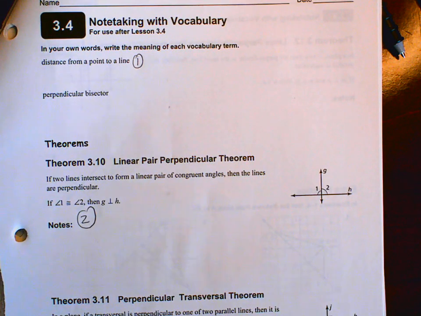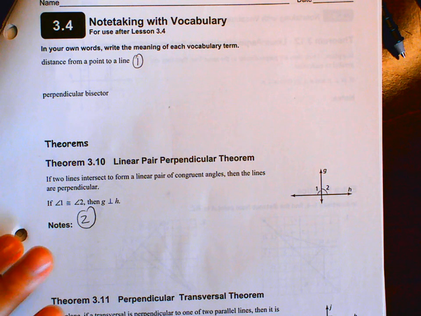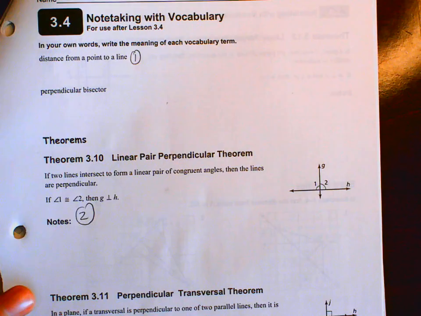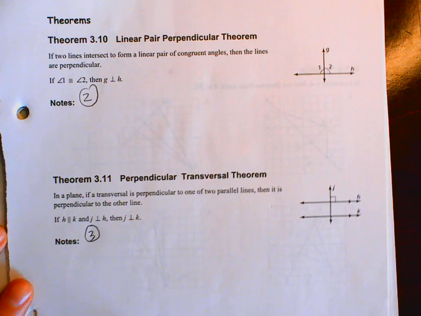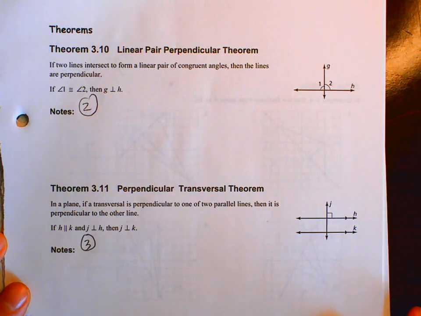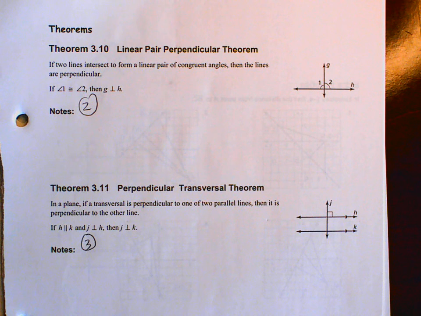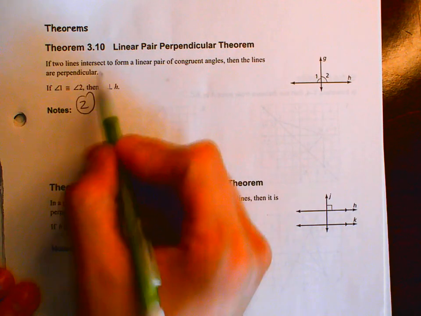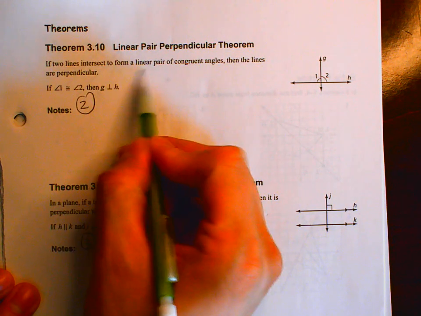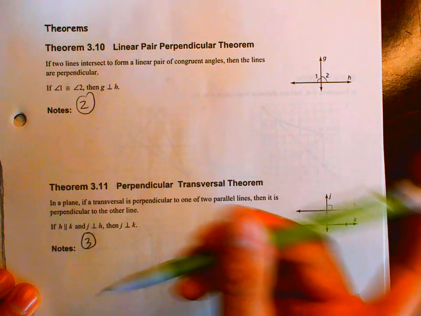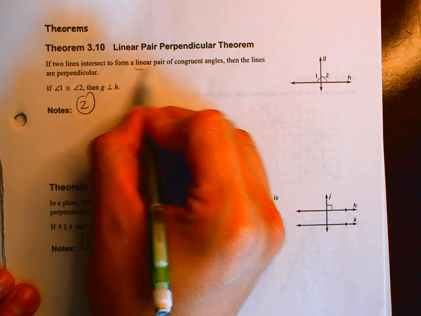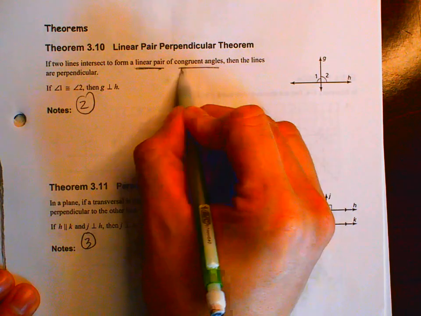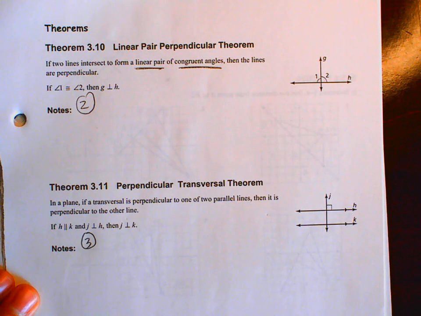Please write down where the problems are going to go. So number 1's going to go right there. Number 2 and 3 are going to go down there. Now let's take a look at our first theorem. So this whole lesson has to do with perpendicular lines. So if two lines intersect to form a linear pair of congruent angles, let's read that again, a linear pair of congruent angles, then the lines are going to be perpendicular.